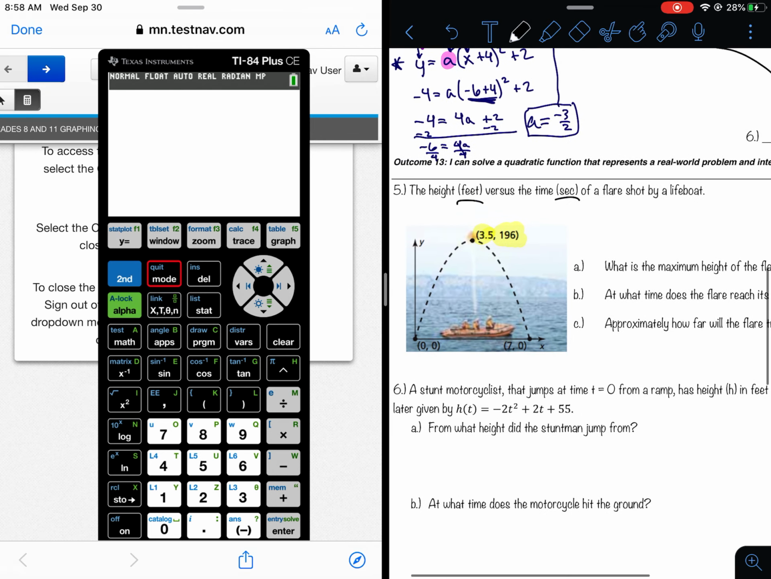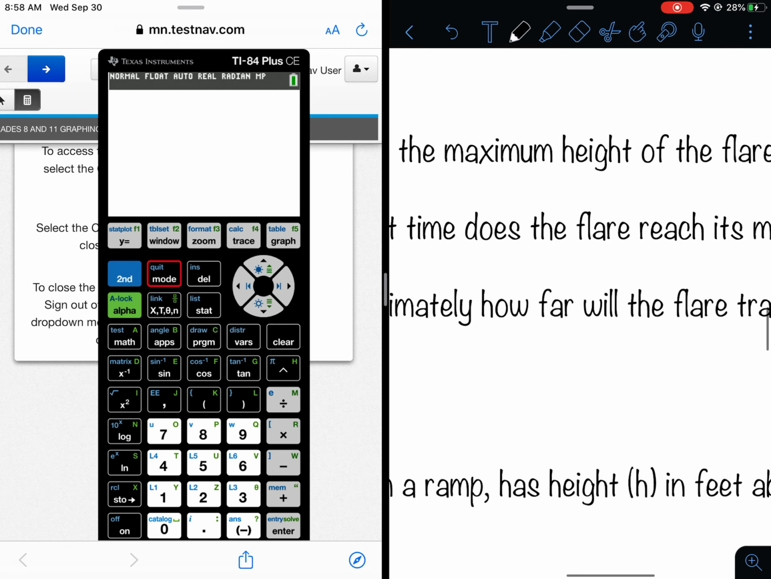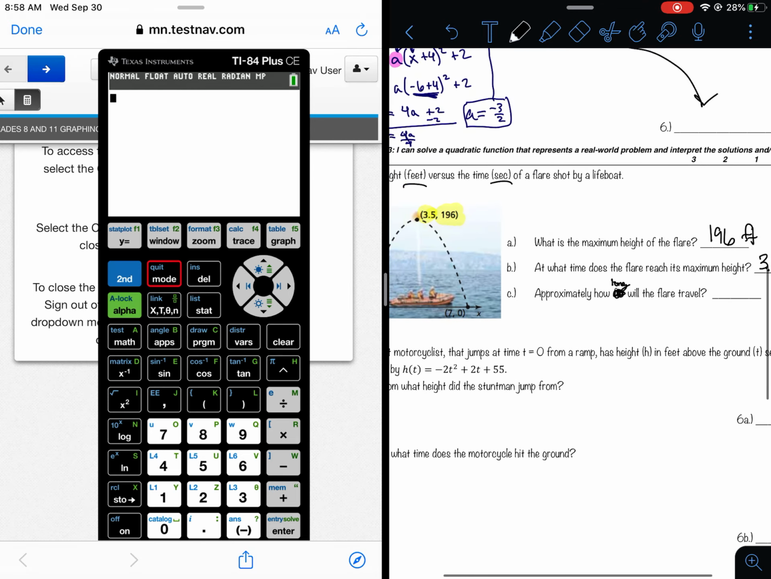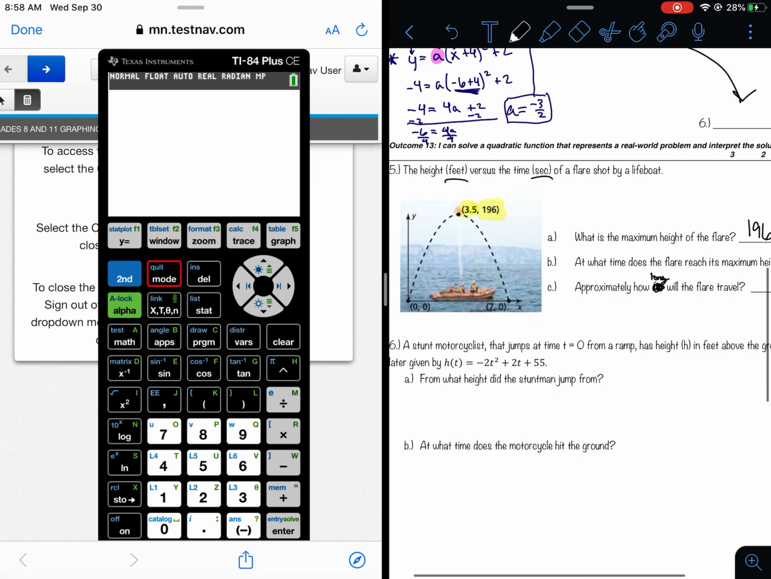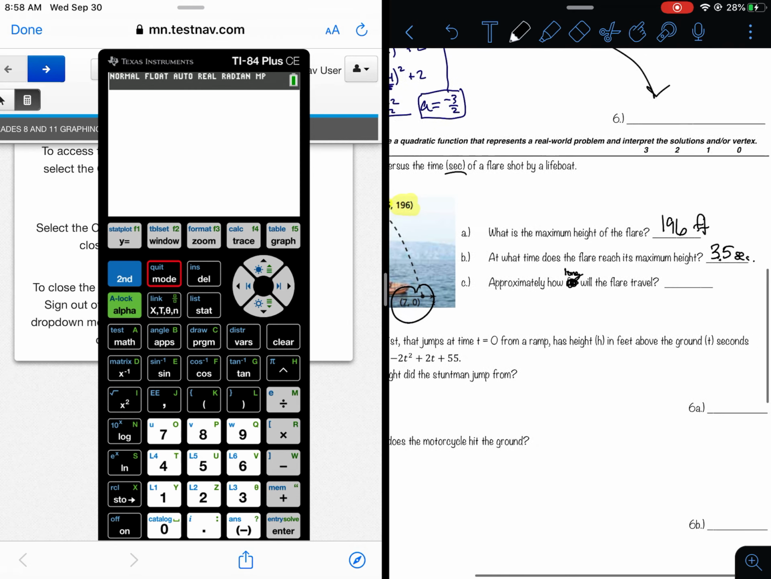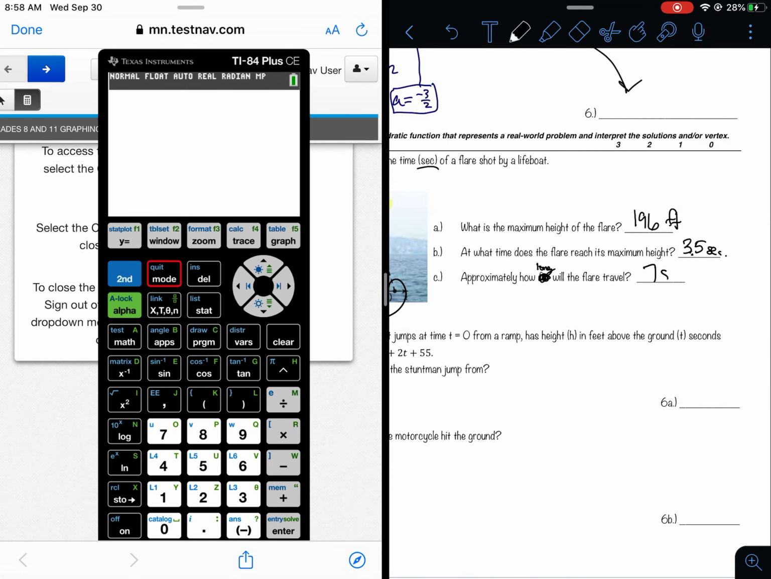Approximately how far will the flare travel? Again, I don't know why they keep doing these typos. This is not how far. This is supposed to be how long. Let me make sure I fix those. How long will the flare travel? So you look down here. It looks like it hits the water at 7 seconds.